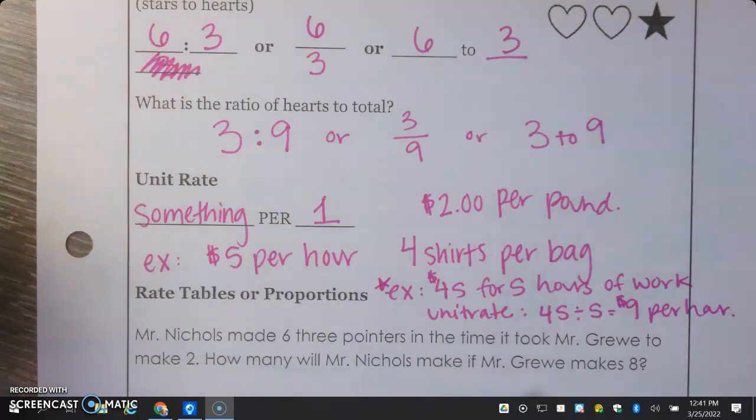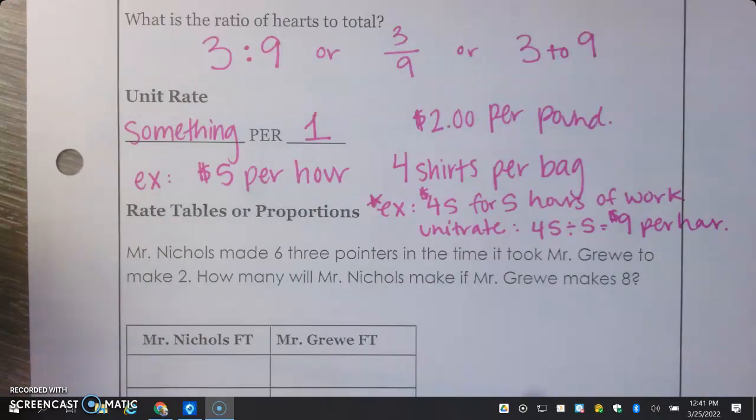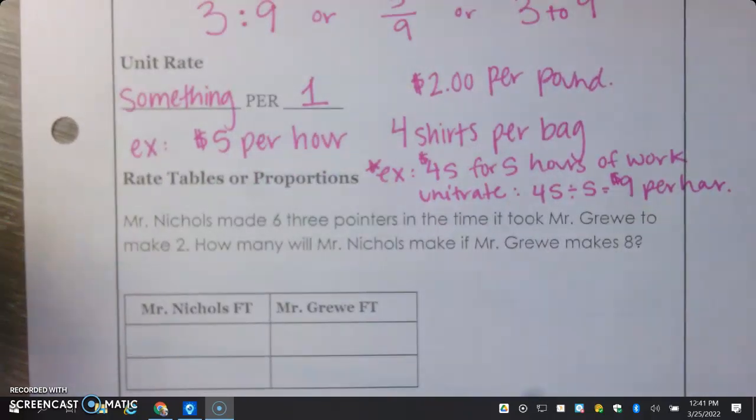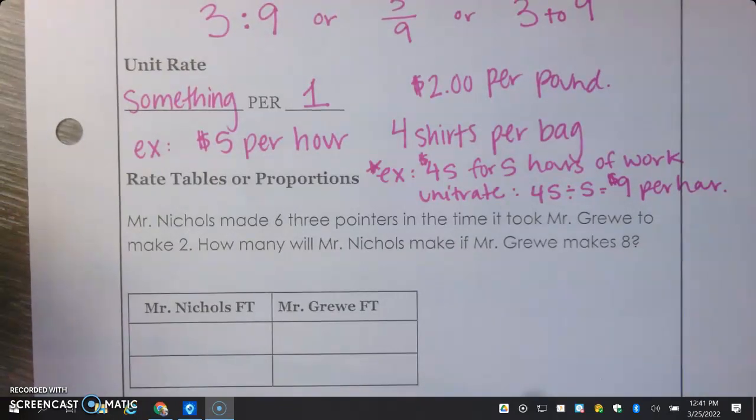Alright, then we've got rate tables and proportions. You guys did an awesome job making rate tables. You guys are super good at it. So I'm just going to do one example, and then you've got some on the back. But Mr. Nichols, Mr. Pickles, Mr. Smelly, whatever the guy next door's name is, Mr. Nichols made 6 3-pointers in the time it took Mr. Grew to make 2. How many will Mr. Nichols make if Mr. Grew makes 8? So right now you have to have a table.